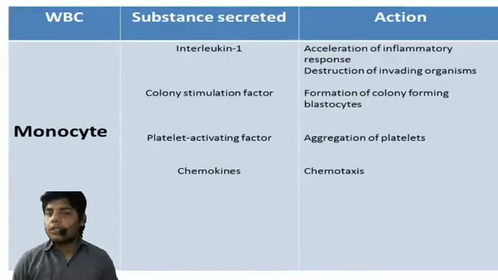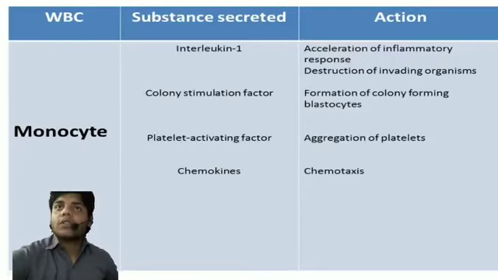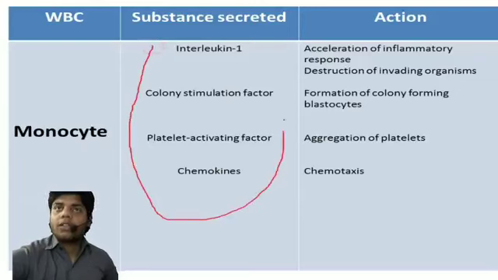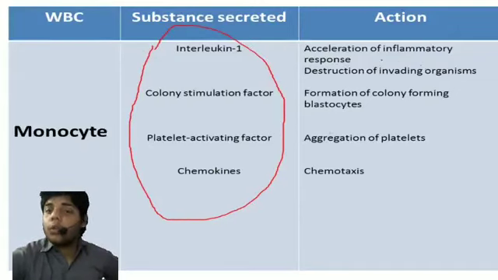Next we have monocytes. So these are the chemicals which are secreted from the monocytes. All these are the chemicals. So first of all, we have interleukin 1.